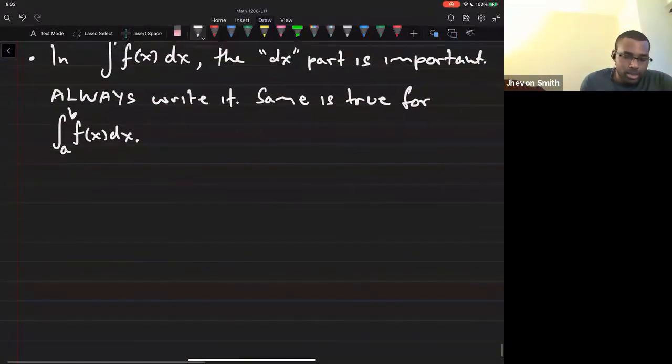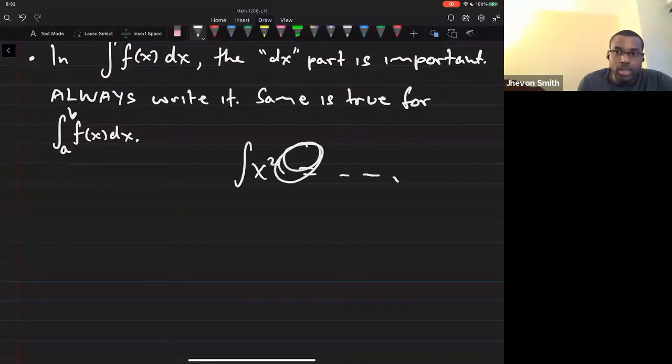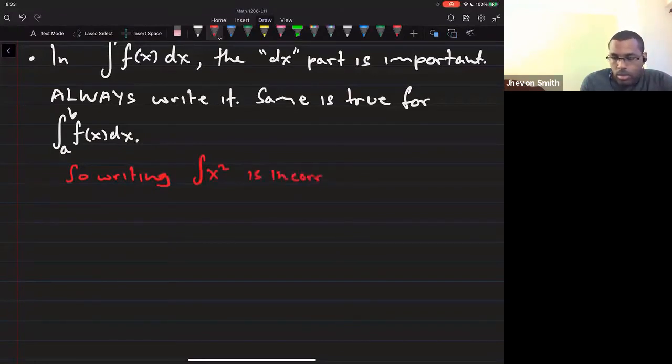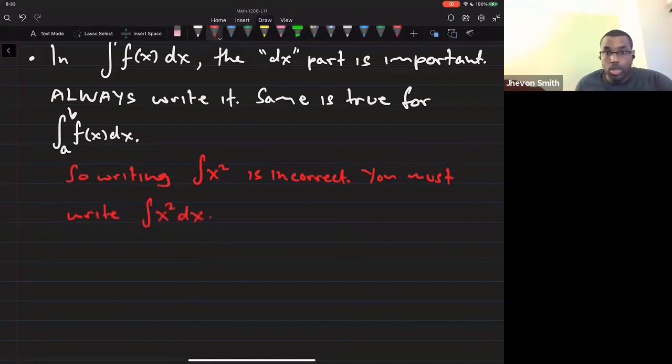So that's the first thing. Students often just don't write the dx. They would write, oh, x squared and then equal blah, blah, blah. Doesn't make any sense if there's no dx there. So writing integral of x squared is incorrect. You must write integral of x squared dx, right? So don't leave off the dx.